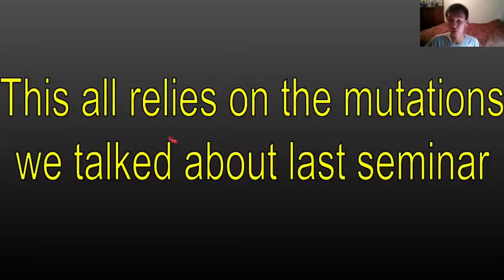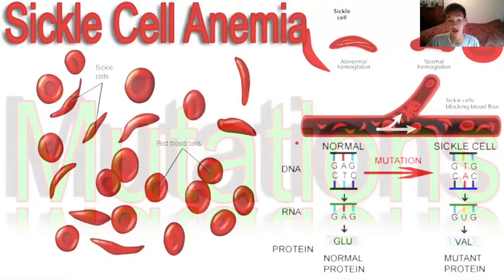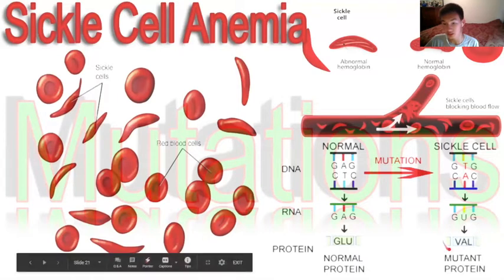This is actually going to all rely on the mutations we talked about last seminar. If you remember, or if you weren't there, go to our YouTube channel to check it out. Here we have the mutations. Remember, it was a single nucleotide. If you don't know what that is, make sure you check out the DNA video. That changed it. This in turn changed the protein, and we remember how important proteins are, and this changed the shape of the sickle cell.